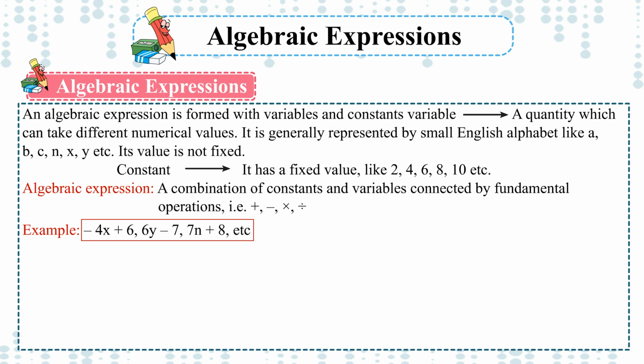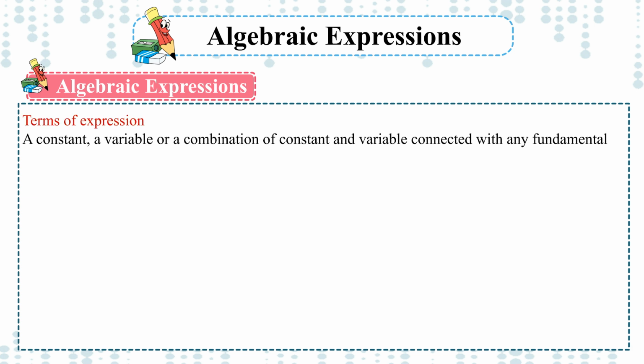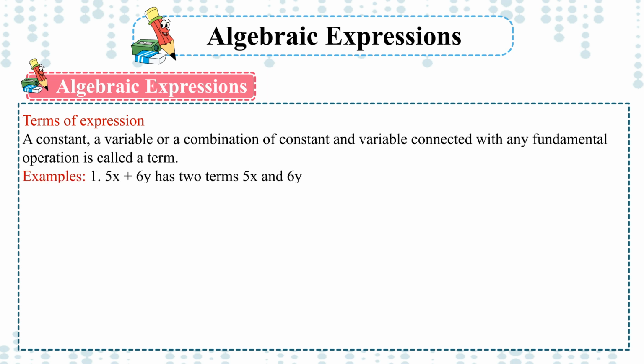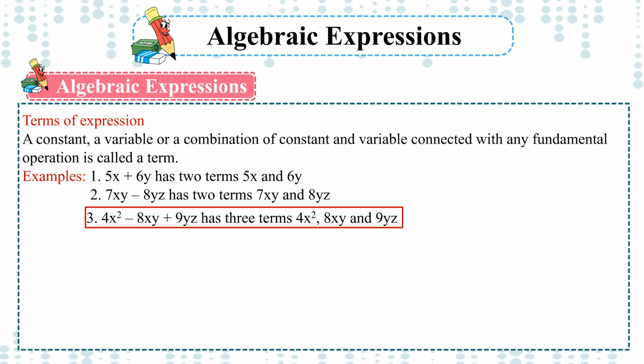Terms of expression. A constant, a variable or a combination of constant and variable connected with any fundamental operation is called a term. Examples. 1. 5x plus 6y has two terms, 5x and 6y. 2. 7xy minus 8yz has two terms, 7xy and 8yz. 3. 4x raised to the power 2 minus 8xy plus 9yz has three terms: 4x raised to the power 2, 8xy and 9yz. Factors of term.